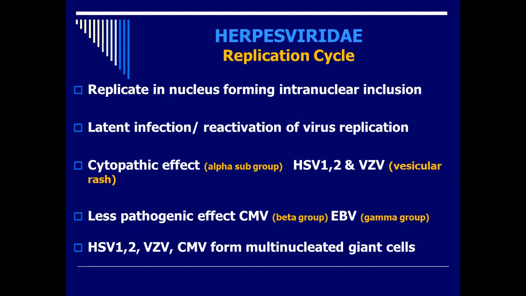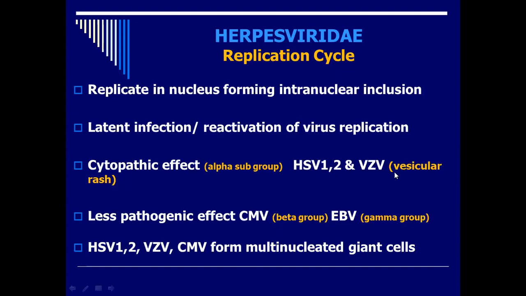The viruses can broadly be divided into three subcategories based on their effect: the alpha subgroup, the beta subgroup, and the gamma subgroup. So we have three subgroups of the herpesvirus family. The alpha group comprises herpes simplex 1, herpes simplex 2, and varicella zoster viruses.